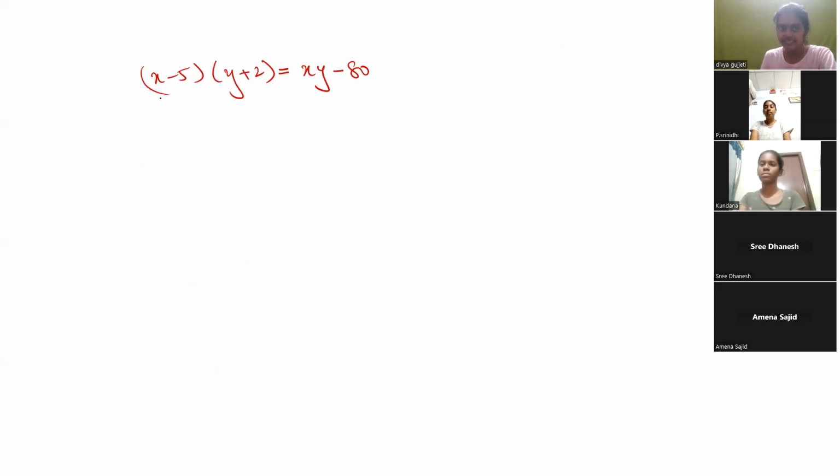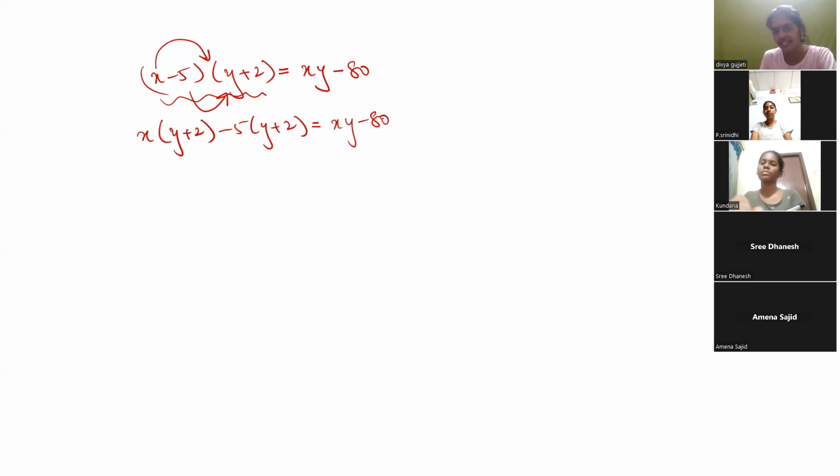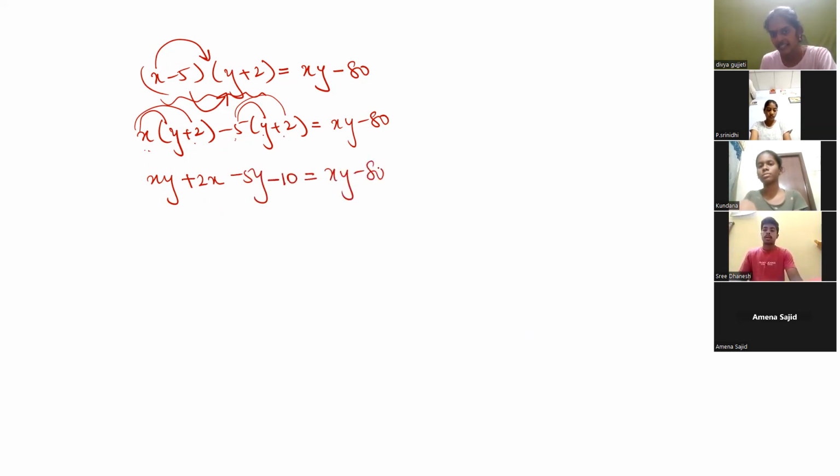Okay, now this is nothing but you can use distributive property here. How will you simplify? X into this whole thing you'll multiply, so X into Y plus 2. Then minus 5 into this whole thing you'll multiply, equals to, just bring down your RHS as it is. Now again this is also distributive property. So X into Y is XY, X into 2 is 2X, minus 5 into Y is minus 5Y, minus 5 into 2 is minus 10, equals to XY minus 80. Clear till here?